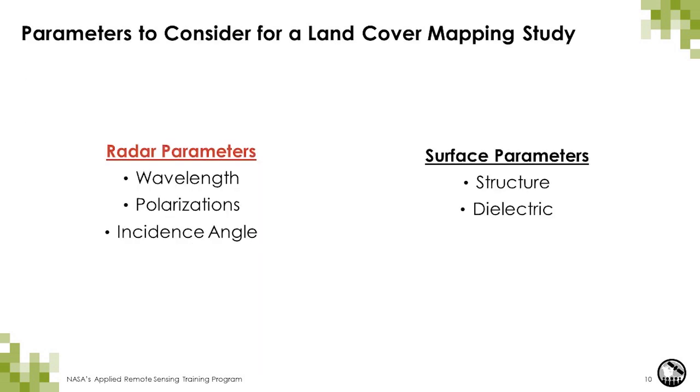In the next following slides, I'll talk about the parameters that influence the characteristics of the signal. There are radar parameters and there's surface parameters. I'll discuss these in the context of land cover mapping. And let's start with the radar parameters. There are three radar parameters that influence the transmission characteristics of the signal. These are wavelength, polarization, and incidence angle.